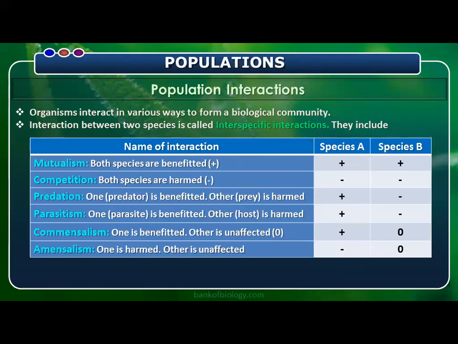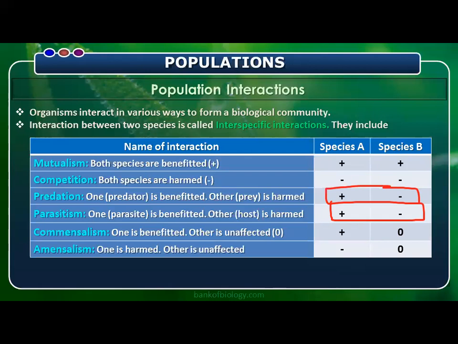Among them, first of all, mutualism. It is an interaction between two different species where both individuals are benefited. According to NCERT, competition means both are going to be affected. And predation: one individual is affected, minus, and one is benefited, plus. Parasitism is also the same, one is benefited and the other is affected. So predation and parasitism are both similar.